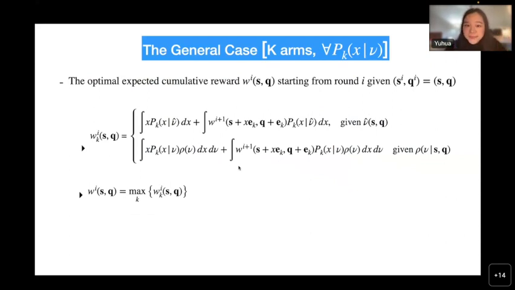For the general case, let me present that we also have the PDE limit. First, for the general case, the optimal cumulative reward, omega, can be represented in this form. For example, given a point estimation, we can represent this by the first term representing the expectation at this round, and here is the expectation after round i plus 1. Similarly, if we are given a density estimation. So this is the formula for how to calculate the optimal cumulative reward.